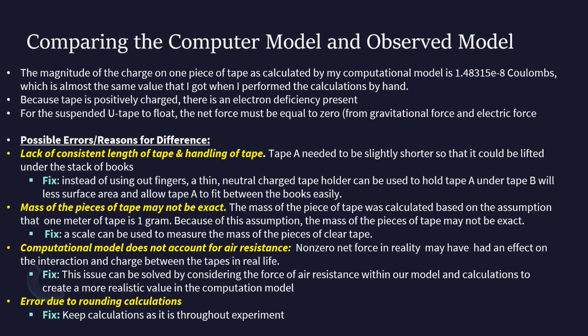Possible errors could be a lack of consistent length of tape and handling of tape, and that the mass of the piece of tape was calculated based on an equation instead of actually being measured. So by using a scale, this problem can be eliminated. The computational model does not take into account air resistance while real life does, so by using a model that includes an air resistance equation, the results could be more accurate and resemble real life. In addition, due to rounding in calculations, the numbers for the measurements may not be exact, so by keeping the same values, this error could be prevented.